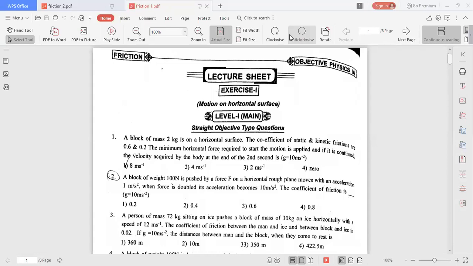So we have to check first. F1 is equal to mu1 times the normal reaction on this block. As this block is on the horizontal surface, normal reaction is equal to the weight m1g. So mu1 is 0.1, m1 is 3, g is 10. That is equal to 3 Newton. The applied force is 20, so definitely the block will move.